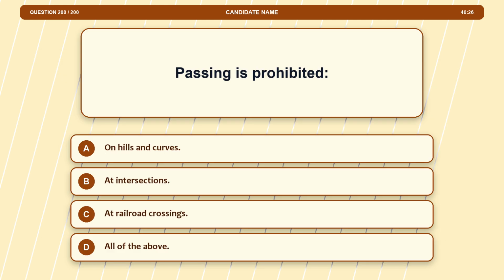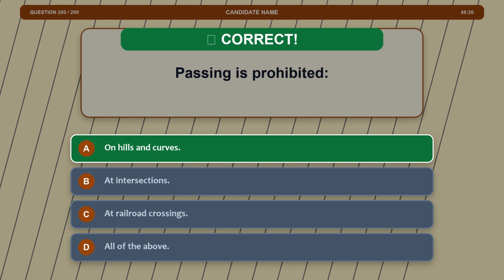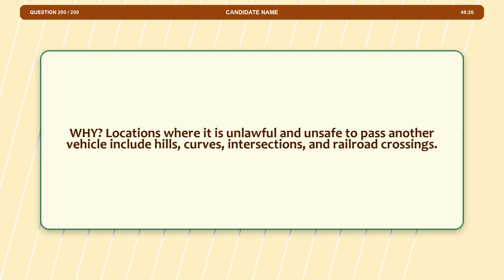Question 200. Passing is prohibited. Option A, on hills and curves. Option B, at intersections. Option C, at railroad crossings. Option D, all of the above. The correct answer is option A, on hills and curves. Explanation. Locations where it is unlawful and unsafe to pass another vehicle include hills, curves, intersections, and railroad crossings.